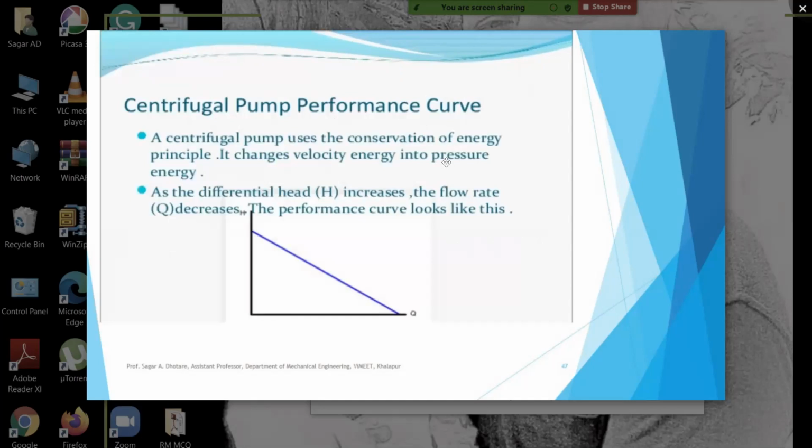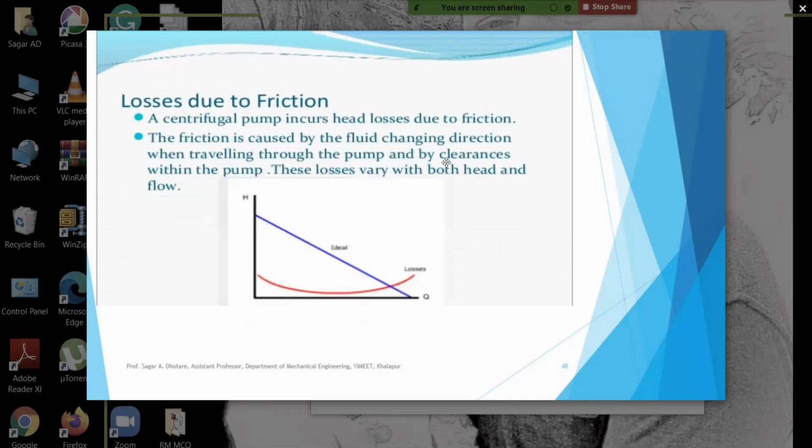For the centrifugal pump, the performance curve is shown here. A centrifugal pump uses the conservation of energy principle. It changes velocity into pressure energy. On the x-axis it is the discharge, and on the y-axis it is the head. So as the head increases, the flow rate decreases, and the performance curve looks like this.